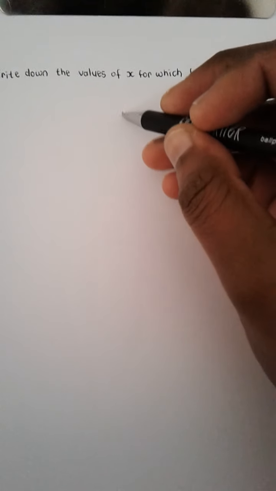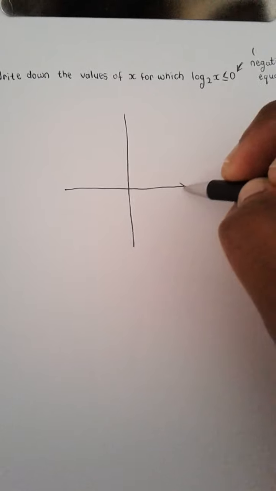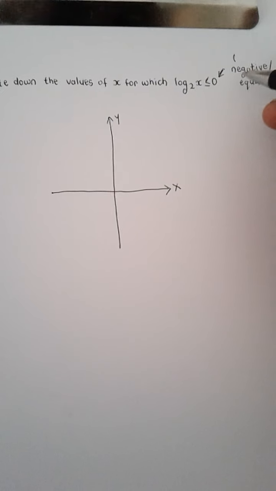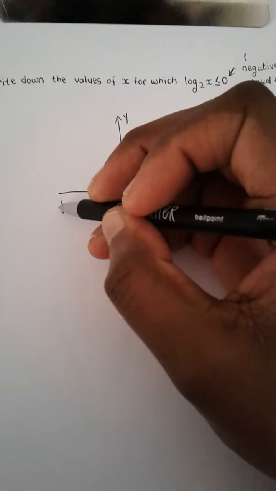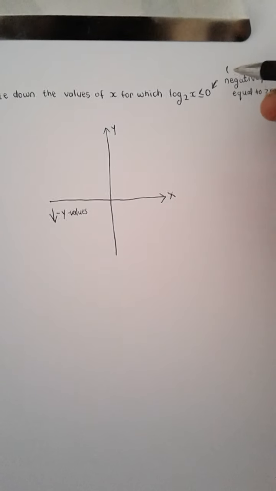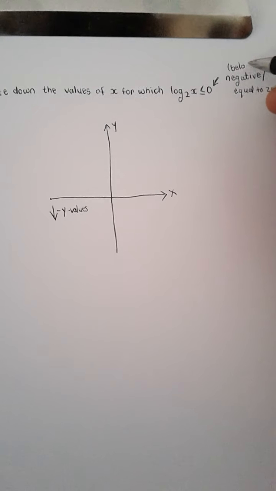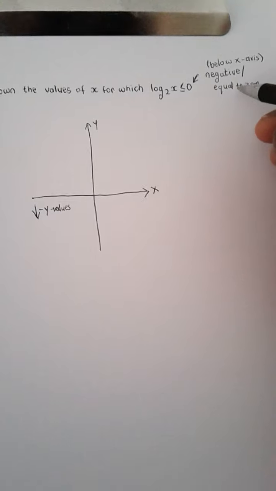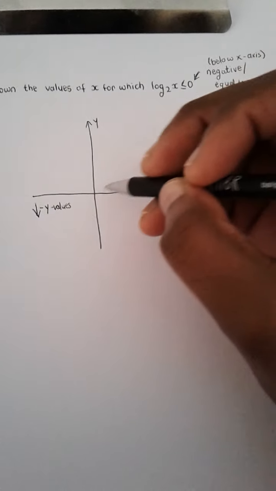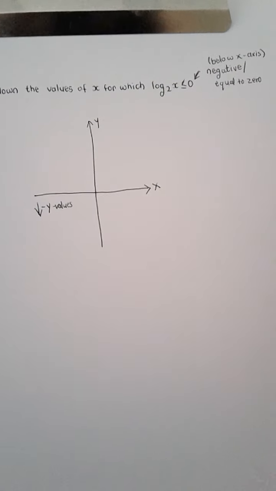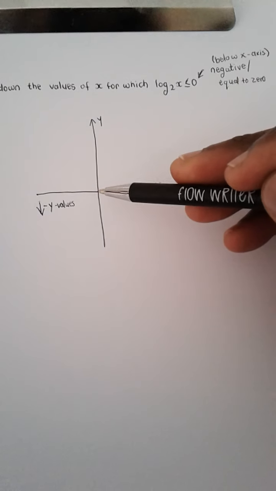Negative on our Cartesian plane. If we're looking for negative y values, it means that we're looking for where the graph is below the x-axis. And this part, equal to 0, well, y is equal to 0 over there. That's the only place where it's equal to 0, so we need to include that value at the origin.